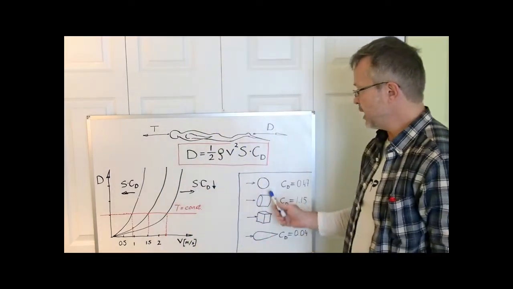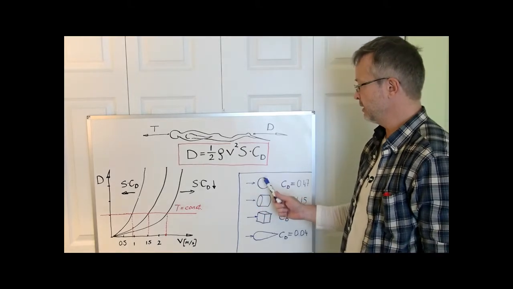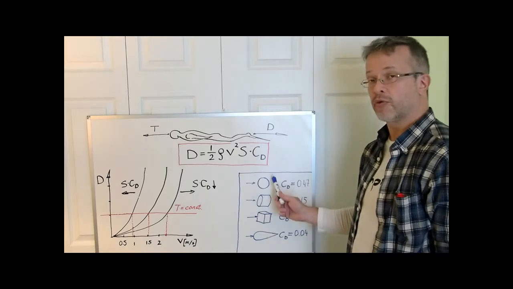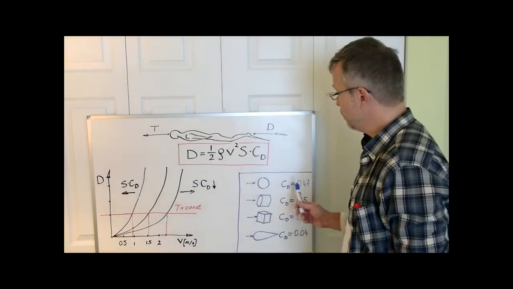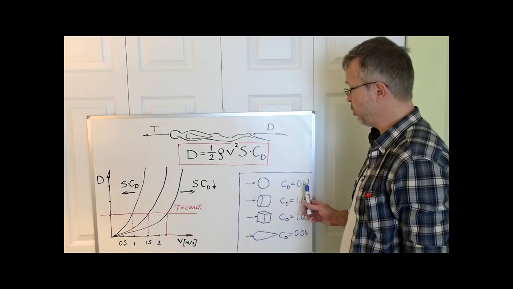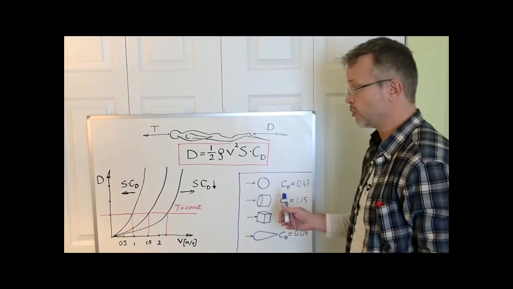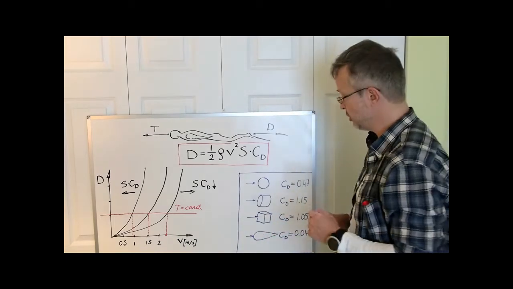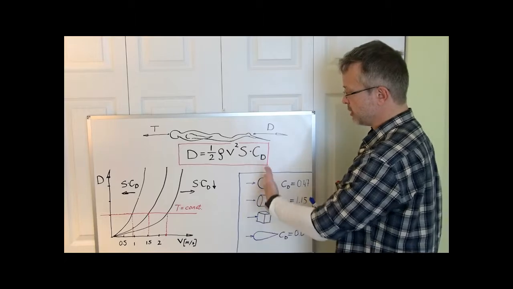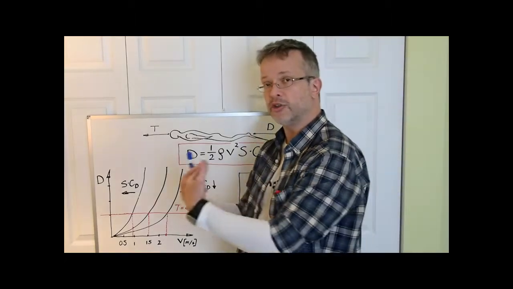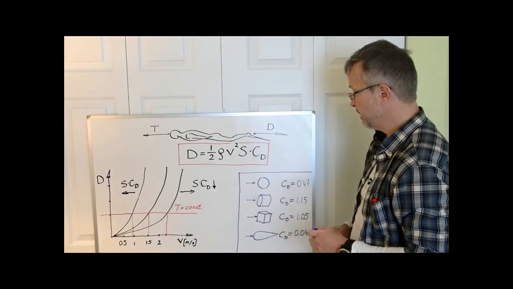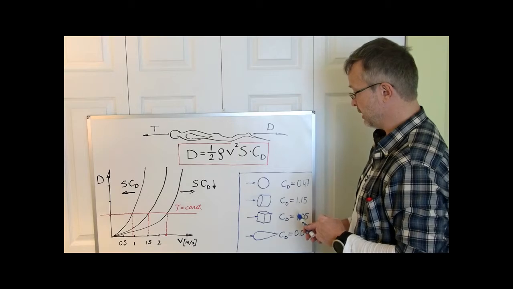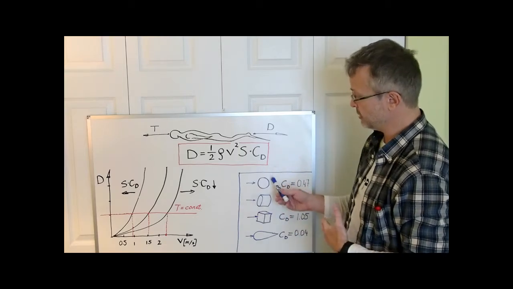Now, for different shapes, you see that we have different drag coefficients. For a sphere, for example, the drag coefficient is 0.47. For a short cylinder, the drag coefficient is 1.15. So you see that for the same surface area, a sphere will move more easily through the water compared to a cylinder. For a cube, the drag coefficient is 1.05, so it's better than a short cylinder, but it's much worse than a sphere.